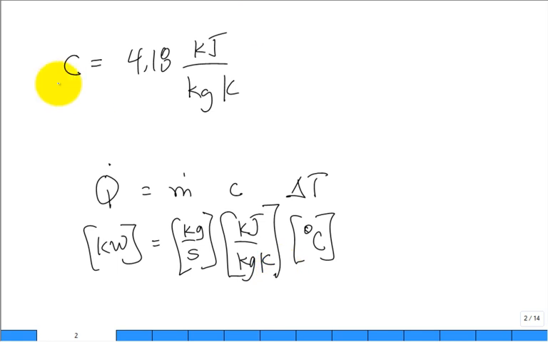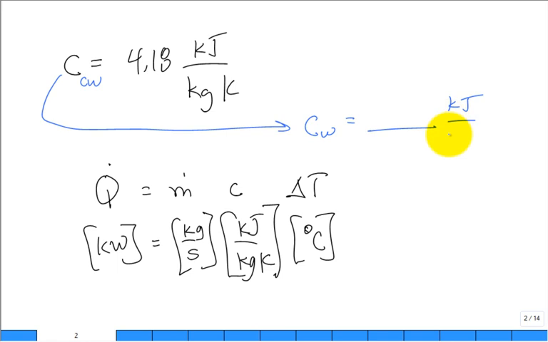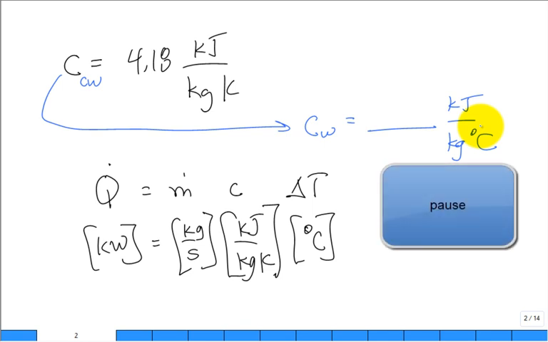I want you to convert this specific heat for the cooling water to units of kilojoules per kilogram degree C, because I want to cancel the temperature. I want you to do it by yourself. I don't want you to shout it out. I want you to raise your hand orderly and call me over and I'll check it, okay? I want you to make that conversion. You see what I'm asking you?